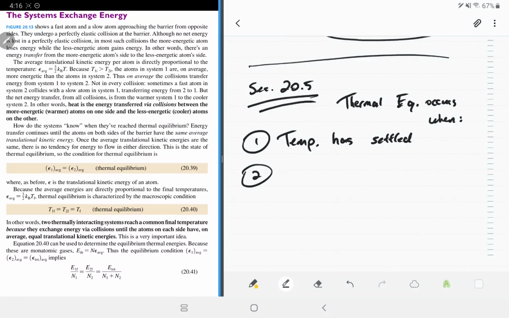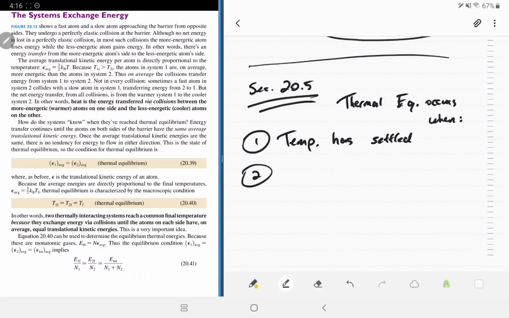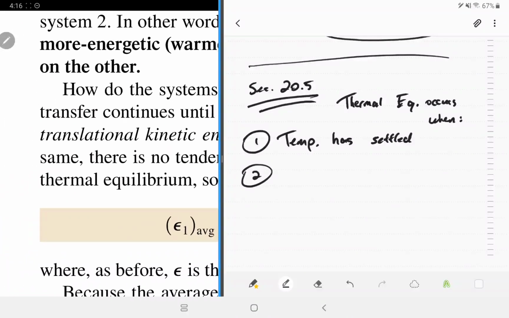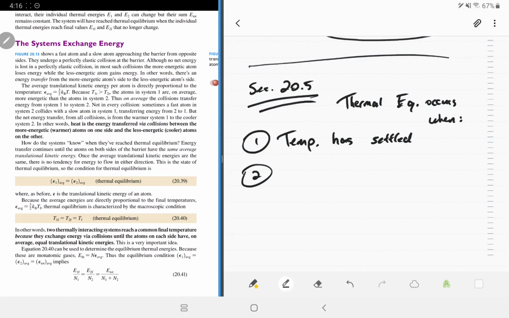So see this paragraph, how do the systems know when they've reached thermal equilibrium? This is the most important paragraph right here. How do the systems know? Energy transfer continues until the atoms on both sides of the barrier.